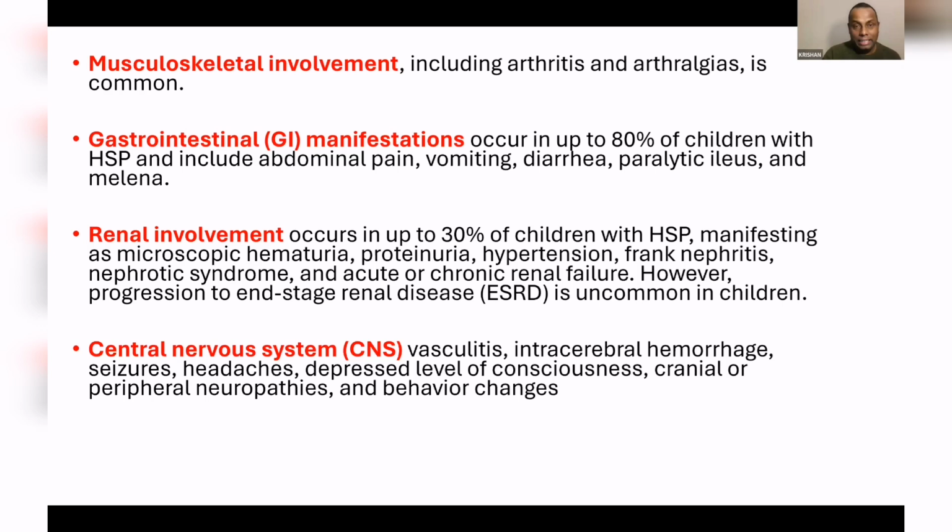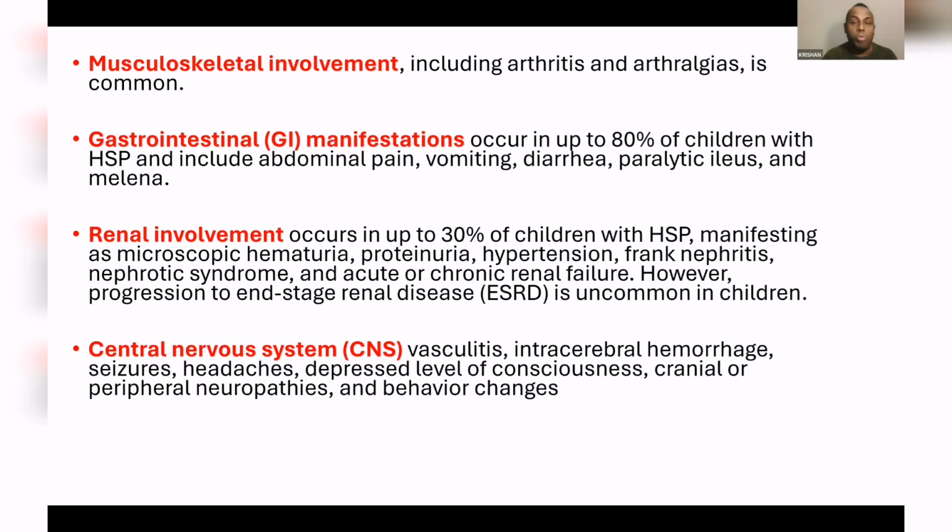Then it's very important to understand that some of the other systems could be involved in this disease in addition to skin. What are those? Musculoskeletal. So that is when the children might present with features of arthritis, arthralgia. So worth knowing that. Gastrointestinal symptoms are also common, up to 80% of children can have gastrointestinal manifestations. They might present with vomiting, diarrhea, paralytic ileus, sometimes a bit of melena, and also intussusception is one of the possibilities.